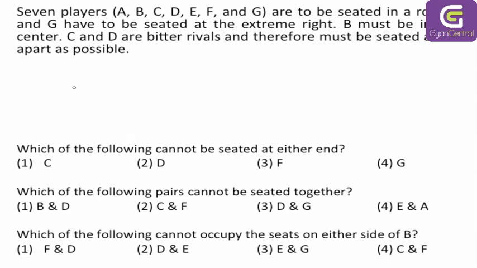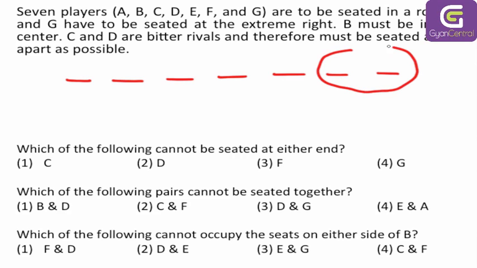There are 7 players and they have to be seated in a row. Okay, so let me make the 7 seats. 1, 2, 3, 4, 5, 6 and 7. A and G have to be seated at the extreme right. So the last 2 seats or the extreme right seats, these 2, have to be filled by A and G. It is not necessarily that it will be A and G, it can also be G, A. All it is saying is that these 2 are on the extreme right. B must be in the middle, in the center. 7 seats, so center position will be the 4th one. This is the position for B.